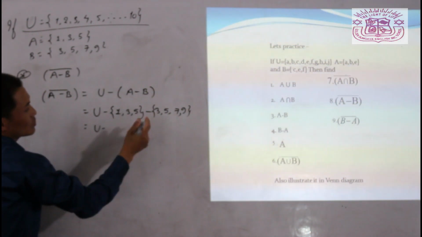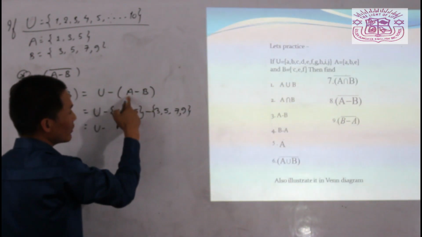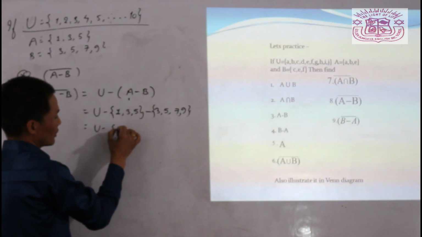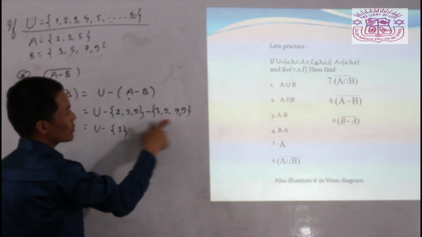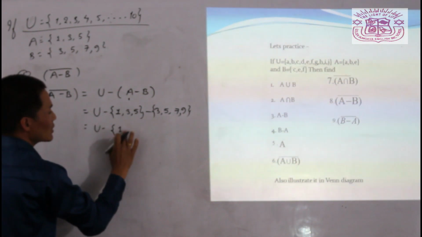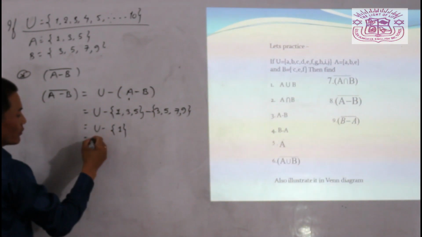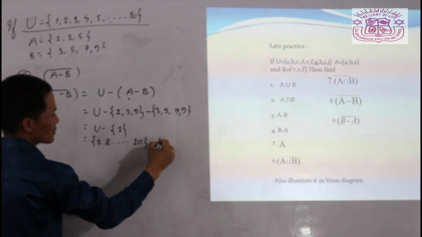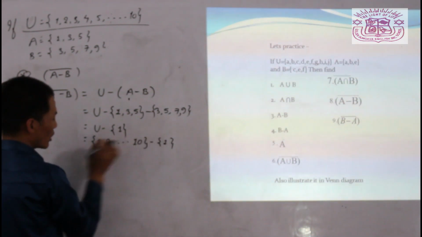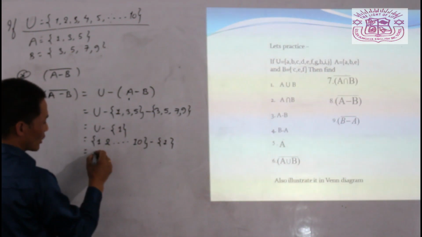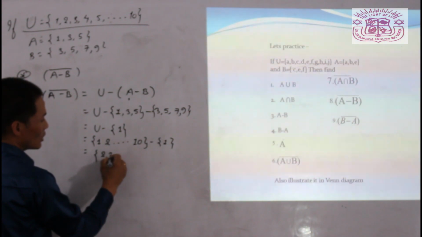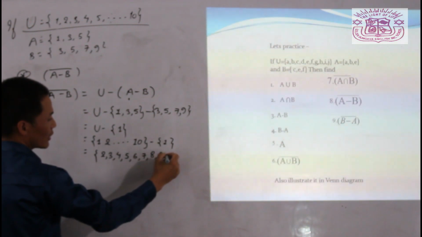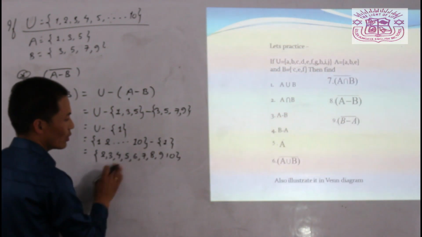U minus. So look here, A minus B means the element that is present in A only. And which element is present in A only? 1, isn't it? And 3 and 5 are already present in B also. So we just write 1. Now the elements of U, 1, 2, up to 10, and the difference of 1 with the universal set. And what are the elements? 2, 3, 4, 5, 6, 7, 8, 9, 10. Except 1, we write all the elements.